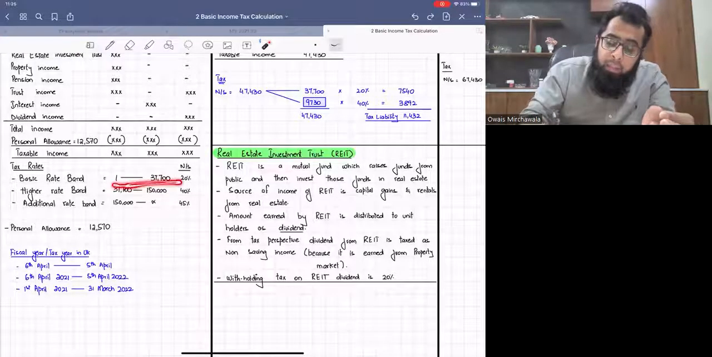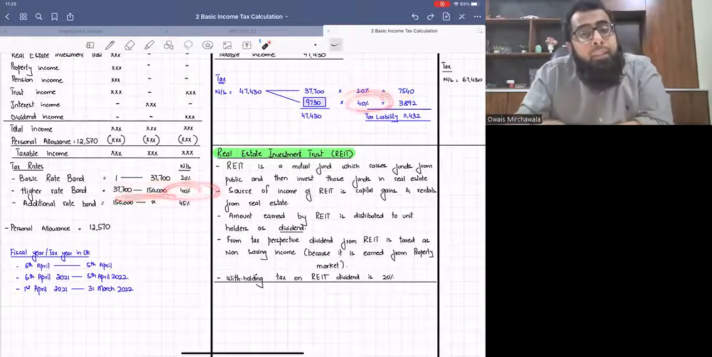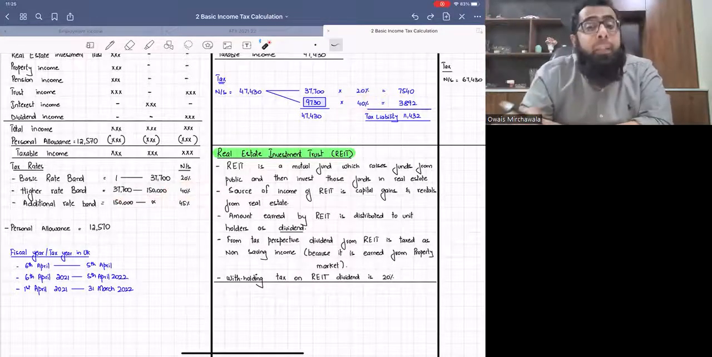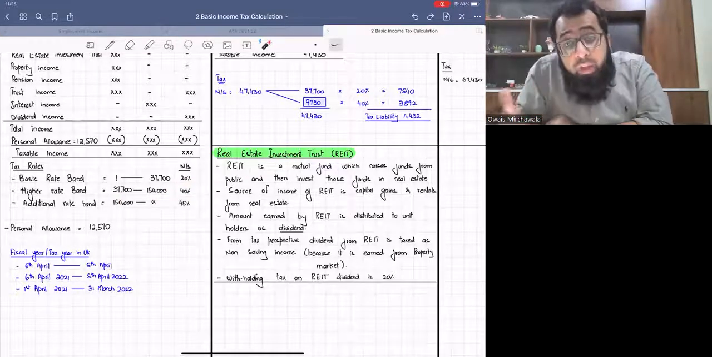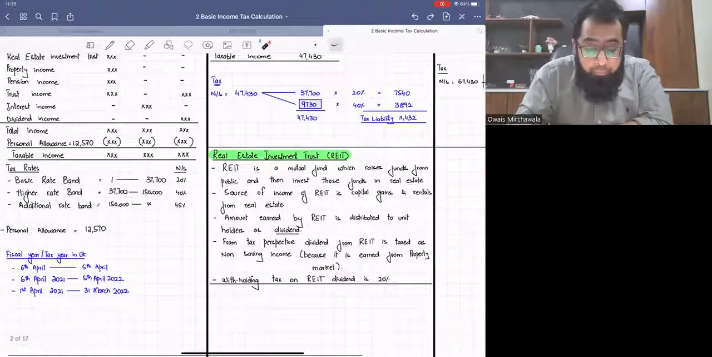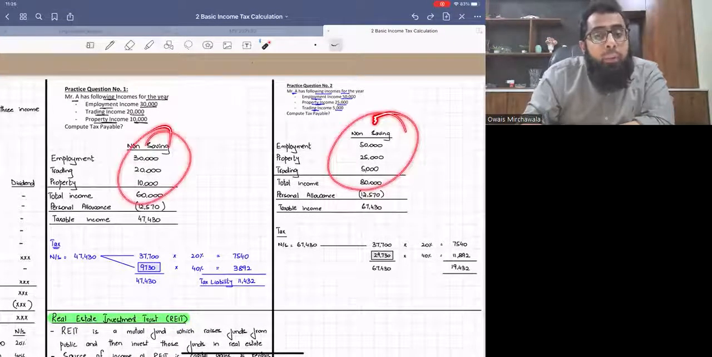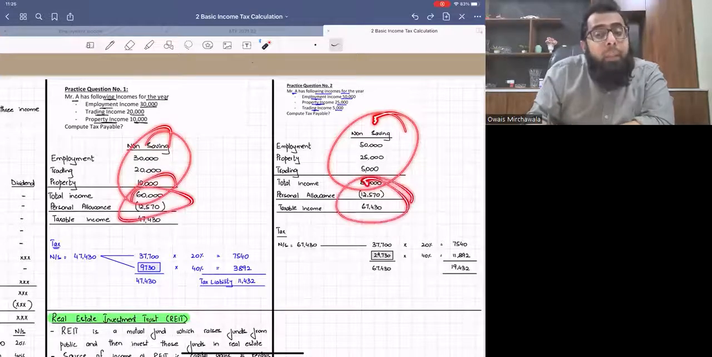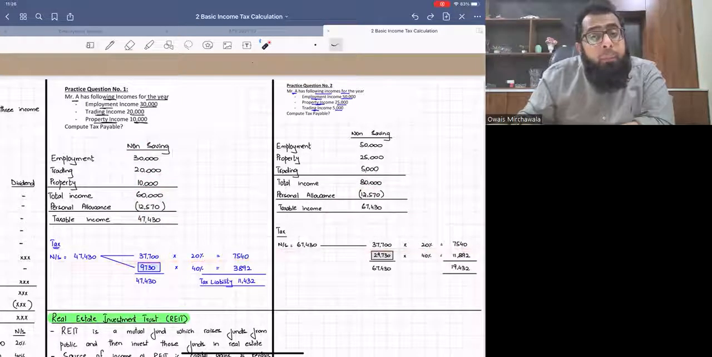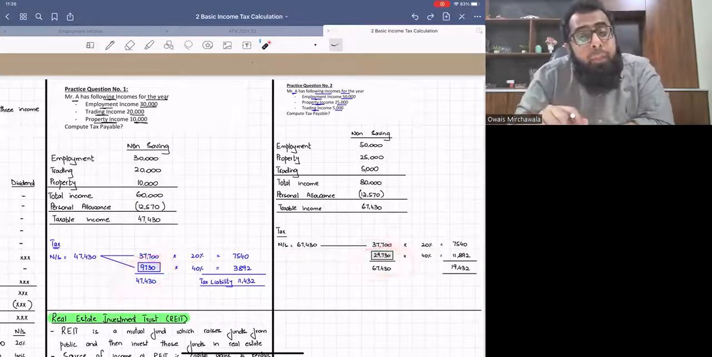Till the basic rate band, the rate of tax is 20%. Then the rate increased to 40%. Now, these are the bands. It is not like on the whole income it will be 40%. These are bands. You have to look at the tax bands. In practice question 1 and 2 both, all the incomes were non-saving. Personal allowance, taxable income. Till the basic rate band, the rate of tax is 20%. And then the remaining income is taxed at 40%.